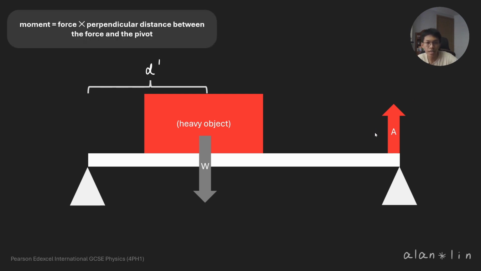If we look at the moment equation again, if the distance between the force and the pivot is constant, which for force A is indeed true, then in order for the moment to change, the force must change. Because we want the anti-clockwise moment caused by force A to decrease, it must follow that force A must also decrease. And that right there is our answer: force A will decrease as the heavy object is moved to the left.